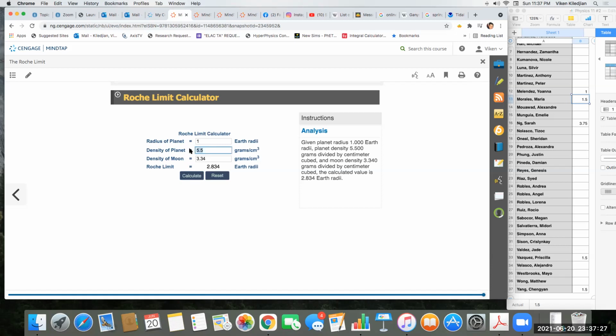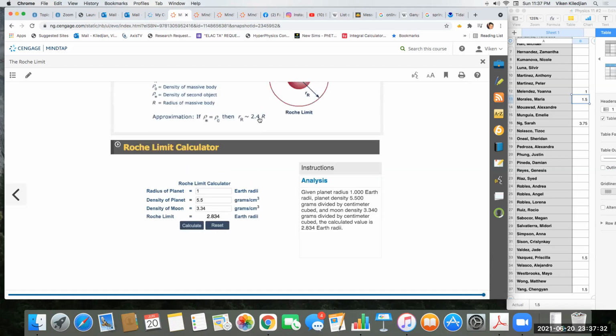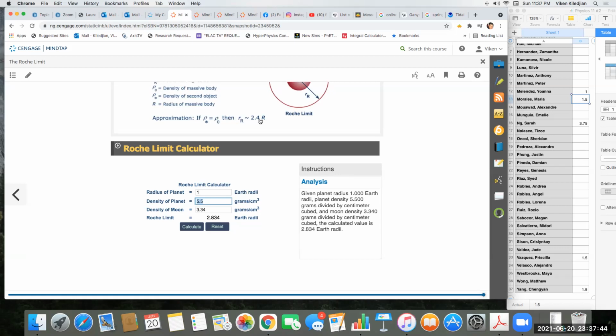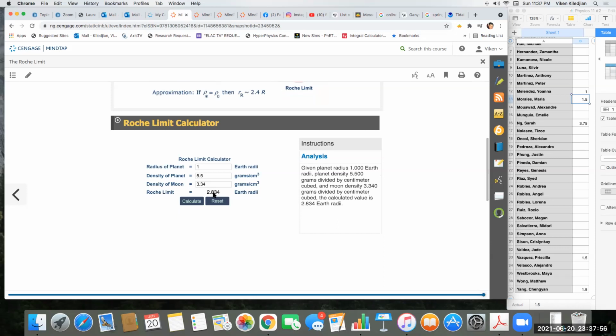You see? So what was the answer? If they were the same density, the answer would have been 2.4 R. But because the moon is less dense than the Earth, someone has to go further away, 2.834, further away than the 2.4. They have to go that far away in order to be safe. So it's going to go a little bit farther out. So an object would have to go 2.834 radius of Earth in order to be safe.